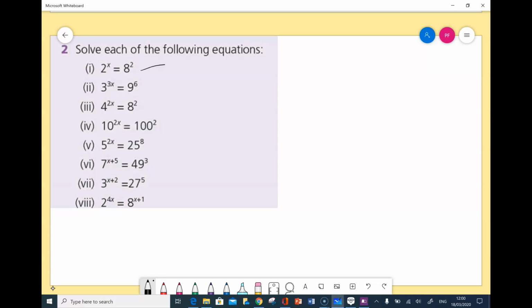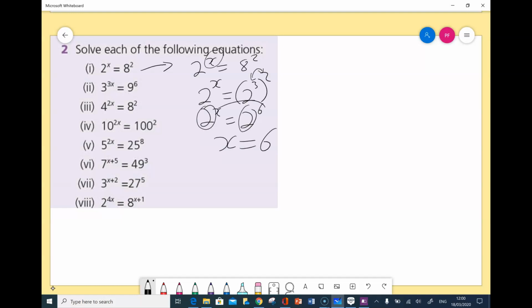Okay, so looking at question 2, indices 2.3, Wednesday the 18th of March. So 2 to the power of x equals 8 squared. So once again, what we're looking for, the x, is up in the indices, so we need to make our base numbers the same. So I can express 8 as 2 to the power of 3. Now what do we do in this situation? We multiply. So 2 to the power of x equals 2 to the power of 6. Our base numbers are the same, so our indices must be the same. X is equal to 6.